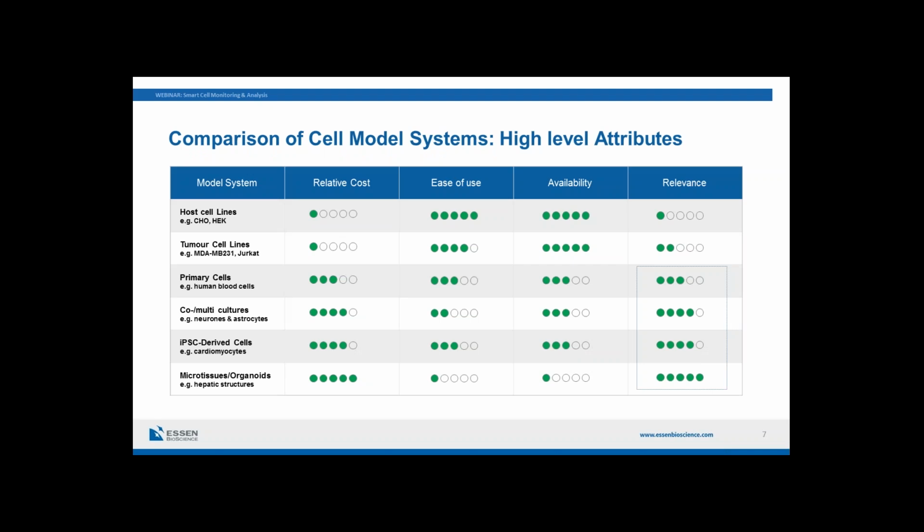This next slide really recapitulates what I just told you, so I won't spend too long on it, but it's a basic scoring of some of the high-level attributes of different cell model systems. So the top row are host cell lines as the most reductionist and simple, and at the bottom microtissues and organoids. And as I mentioned, if you consider the relative cost, ease of use and availability, there is certainly a trade-off in working with these advanced cell models.